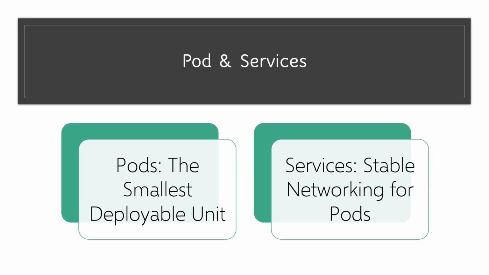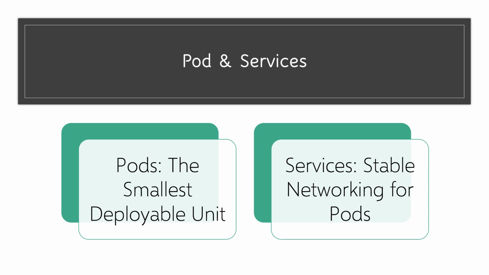Services, stable networking for pods. Now that we have nodes and pods, we need a way for these pods to communicate with each other and with the outside world. This is where services come into play. A service in Kubernetes is an abstraction that defines a logical set of pods and a policy to access them. It provides stable IP addresses and DNS names, enabling communication between pods in a way that is independent of the dynamic nature of pod creation and deletion.